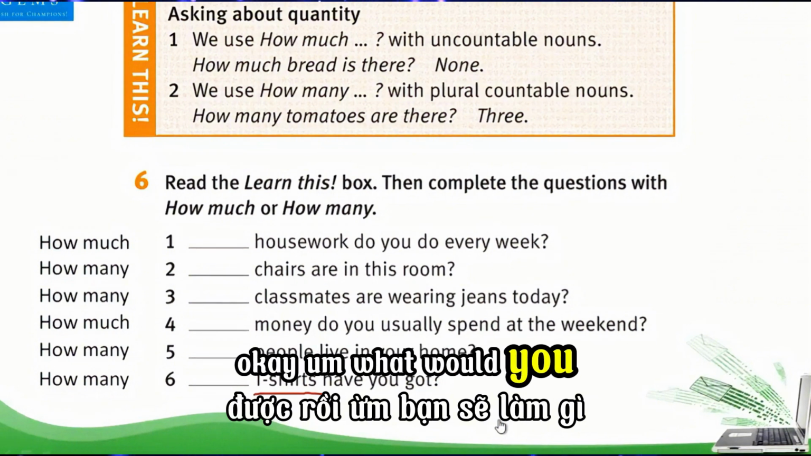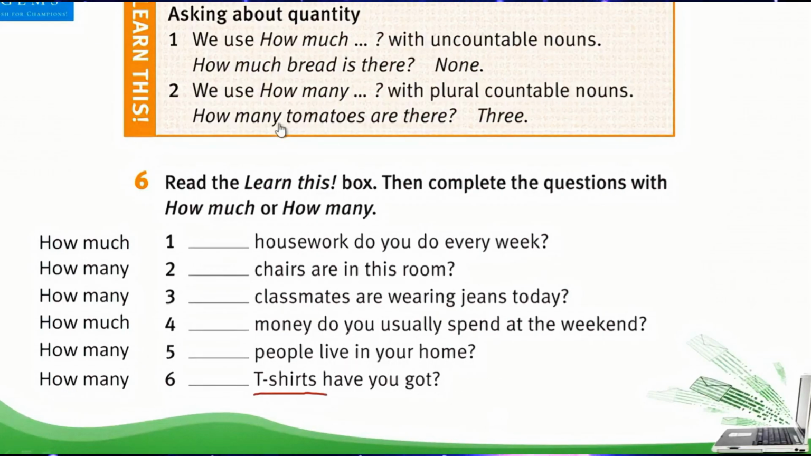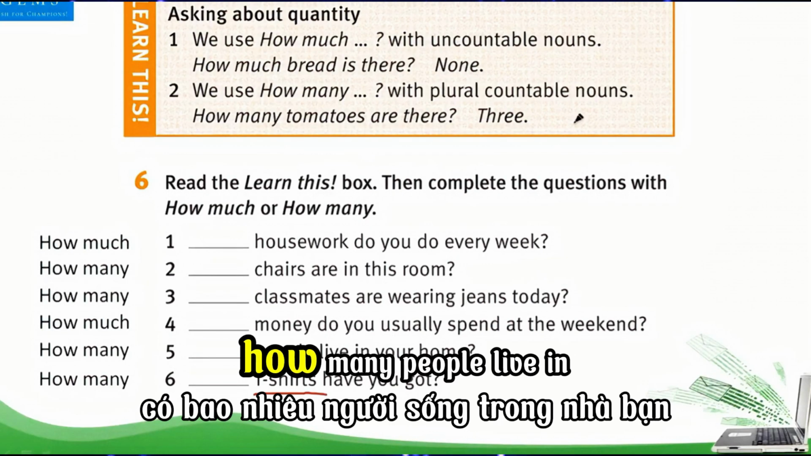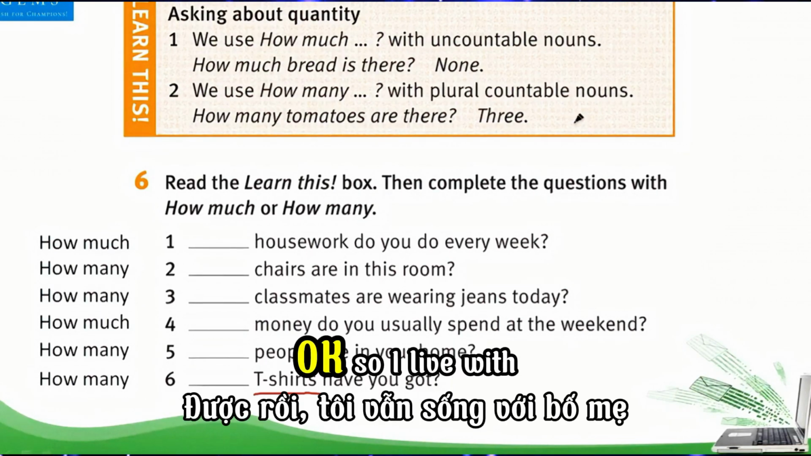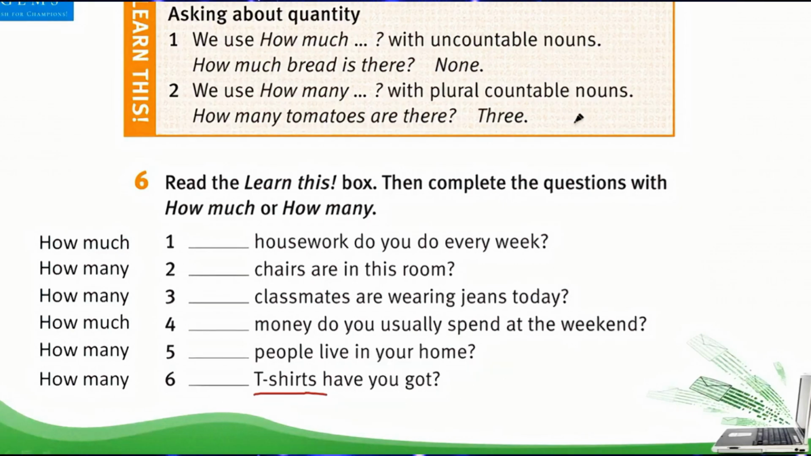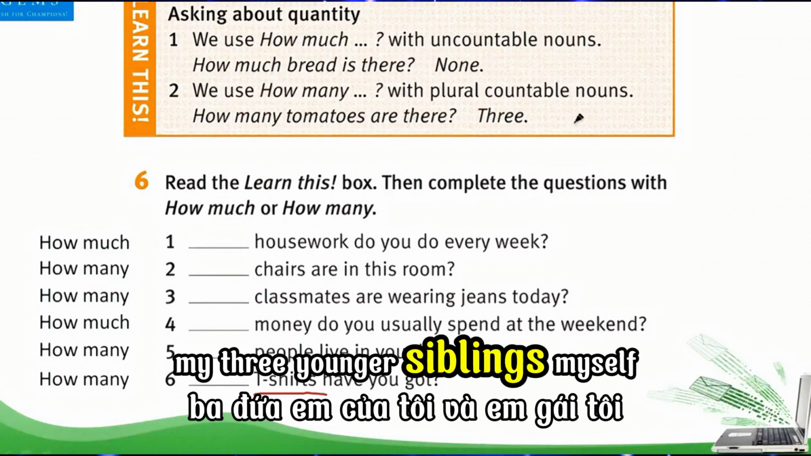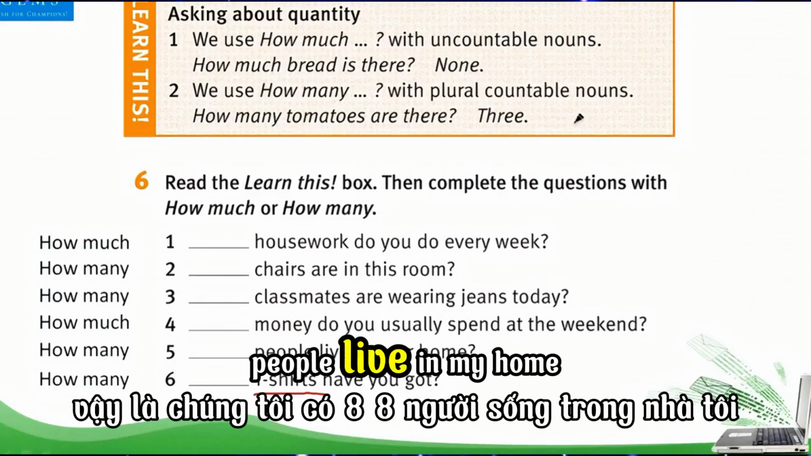What would you like to ask me? How many people live in your home? Okay, so I live with my parents still. So it's my parents, my grandpa, my 3 younger siblings, myself, and my sister. So we are 8. 8 people live in my home.